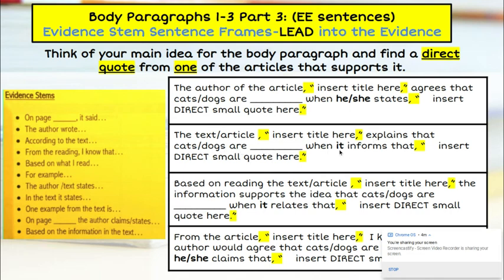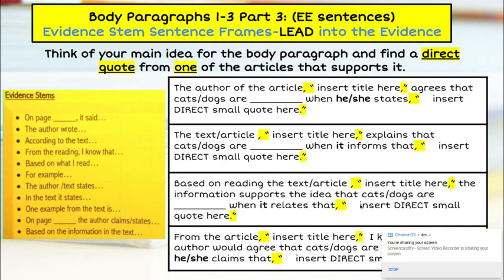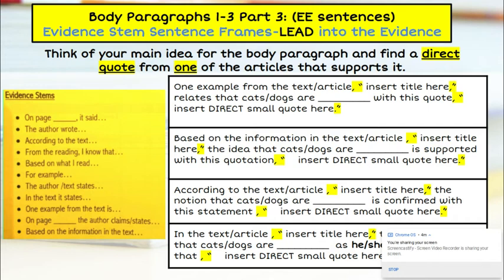When it, the article, not the author, but the article informs that based on the reading or text article, the information supports the idea that cats or dogs are blank when it relates that. From an article, I know the author would agree that cats and dogs are blank when he or she claims that. One example from the text or article relates that cats and dogs are blank with this quote. Based on the information in the text or article, the idea that cats or dogs are blank is supported with this quotation. According to the text, this is one that lots of us really use all the time.